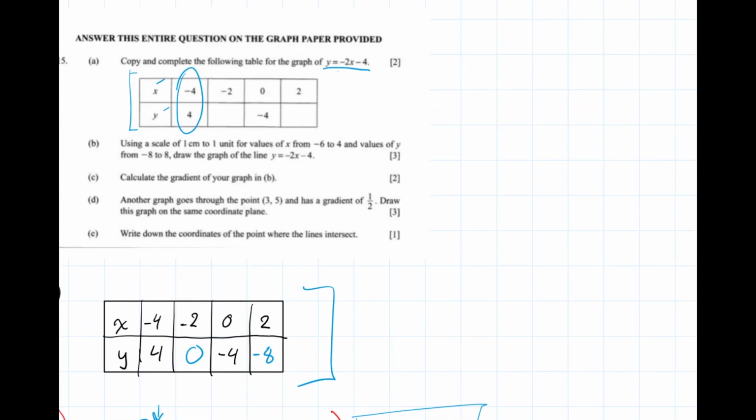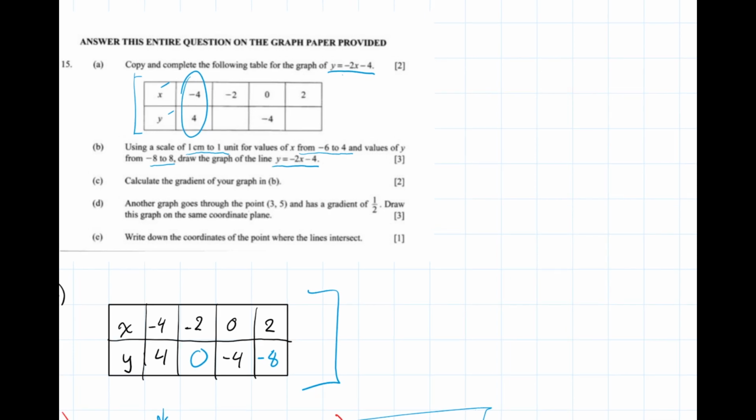So now let's go on to part B. It says using a scale of 1 centimeter to 1 unit for values of x from negative 6 to 4 and values of y from negative 8 to 8, they want us to draw the line graph. They want us to draw the line of y is equal to negative 2x minus 4. So that's a mouthful, right? But the biggest takeaways, and I'll write them on the side here, are the main things that we need to do. First, we need to show our scale.